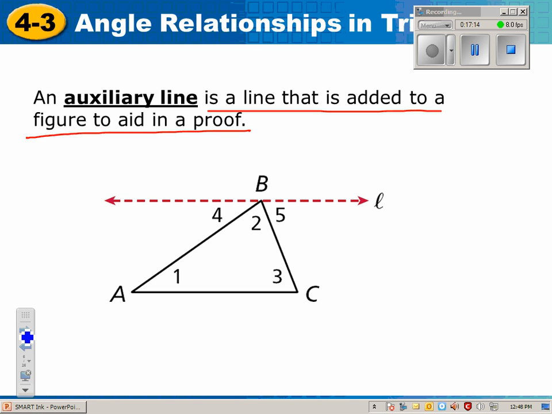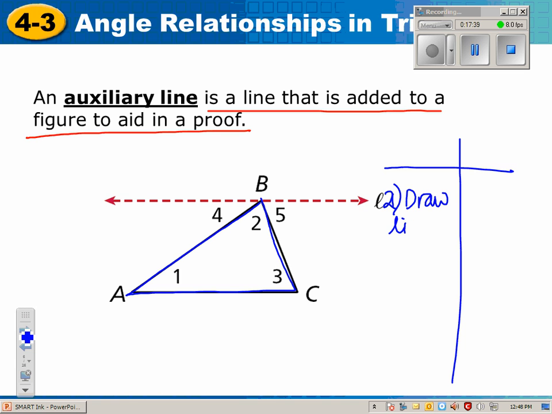If I just had this triangle ABC, just this blue triangle, then they asked me to prove something. I may be stuck. I may not know what to do from here. All I have are these 3 angles. What I could do is add in this line L. In my proof, I would put number 2. Draw line L, and my reason would be definition of auxiliary line.